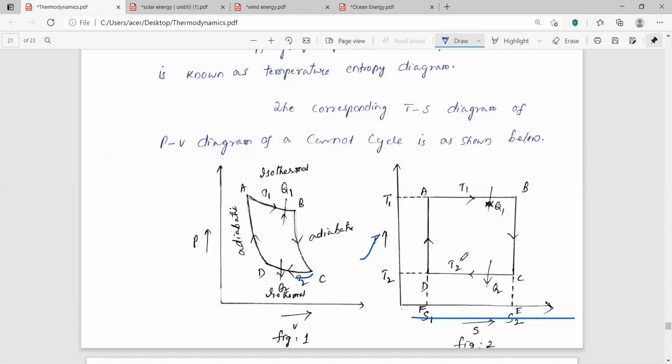So you can easily find out the total area of this whole diagram, and you can easily find out the total work done in the Carnot cycle.